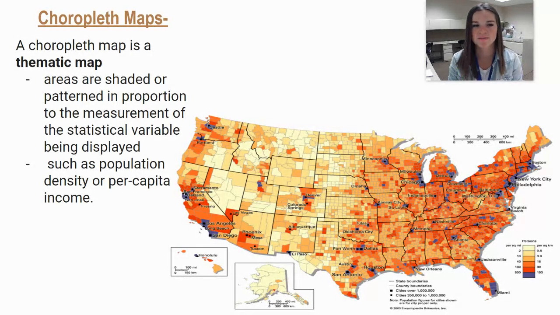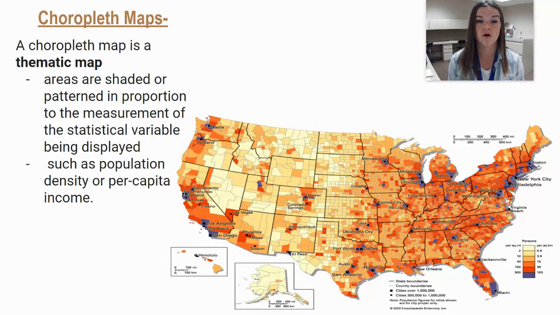Let me say that one more time. Areas are shaded or patterned in proportion to the measurement of the statistical variable being displayed. For example, that statistical variable might be population. Okay? So the darker the area is, the higher the population, right?